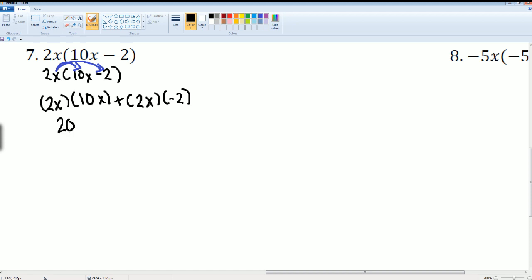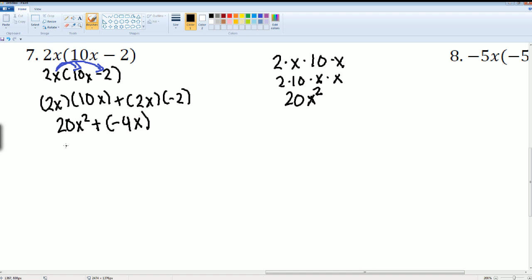What is 2x times 10x? That becomes 20x squared. If you would like to see that on the side, 2 times x times 10 times x, 2 times 10 times x times x. I'm just rewriting it. 2 times 10 is 20 times x, and x times x gets you x squared. Okay, so it's 20x squared. That's how I got the first term, if you're wondering how I got it. Add 2x times negative 2, that becomes negative 4x. You can simplify this, becomes 20x squared. Plus negative is the same thing as subtraction, so this becomes subtract 4x.